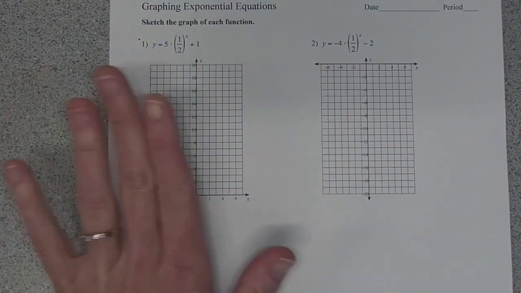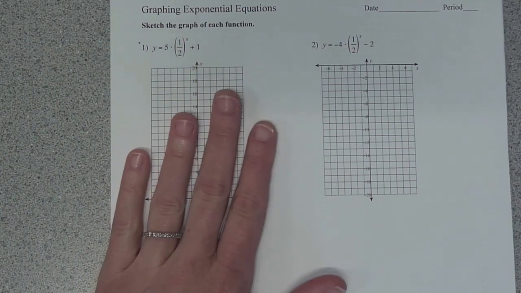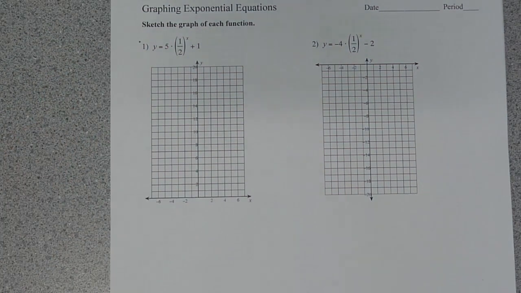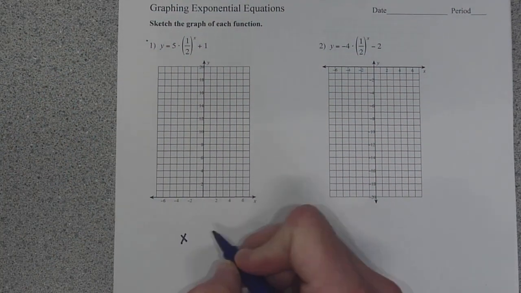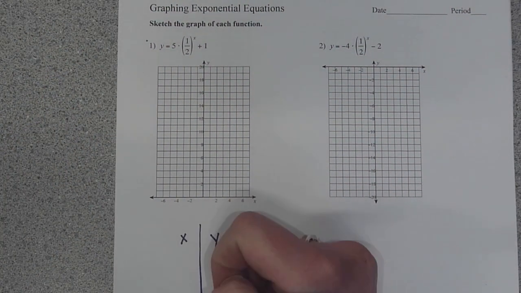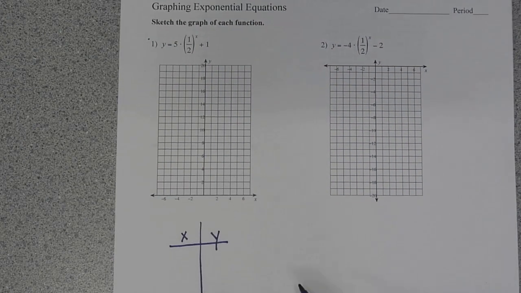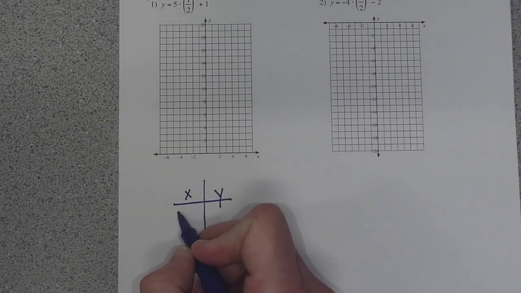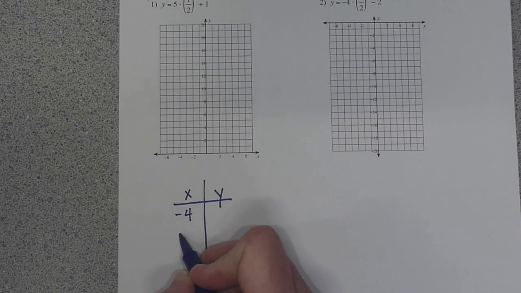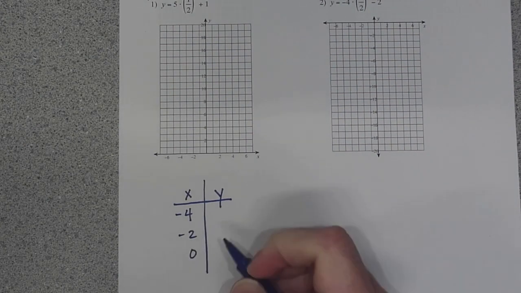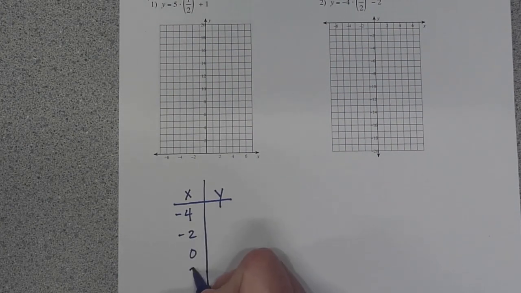So the first thing we're going to do, we're going to be graphing these exponential equations from a table. So let's go ahead and make a table. It's going to have x's and y's, and I'm going to give you the x values. Now I'm just making up these x values. I'm not getting them from the problem, but I know that these x values are a good range that will hopefully get us a nice graph.